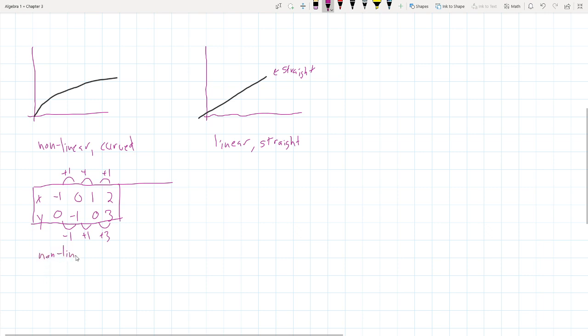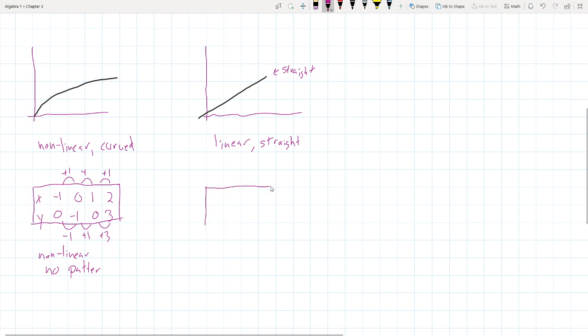Nonlinear. There is no pattern. And specifically, the pattern should be a constant kind of change. It should be addition-based or subtraction-based, not multiplication.